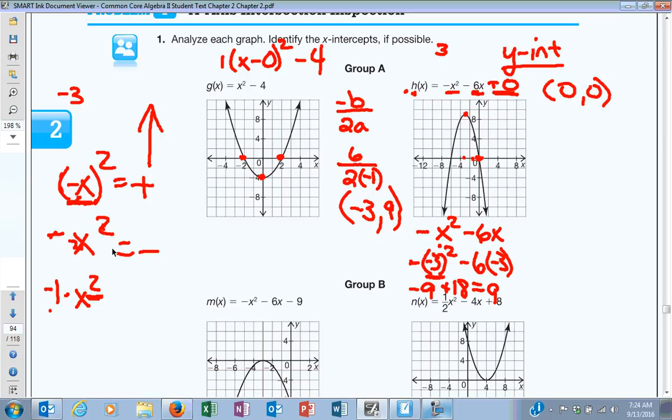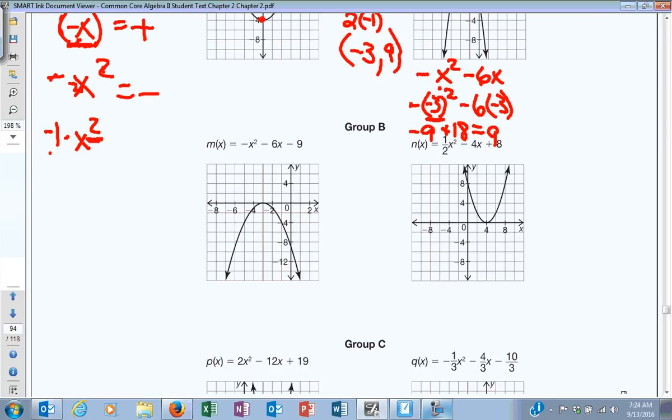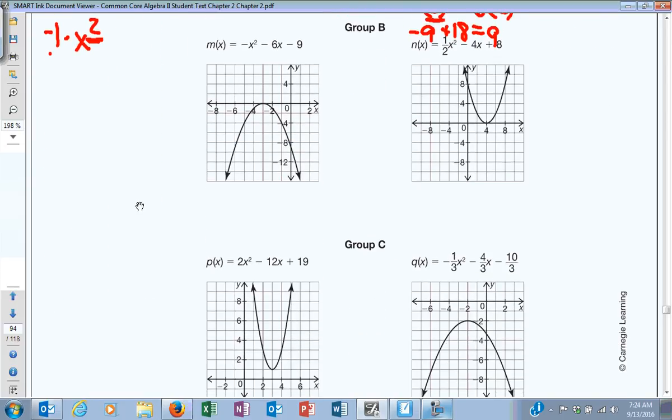Alright, so let's go back to this group A. Do we see how, if this is up here, and the y-intercept is down here, I know it's going to intersect over here? Don't I know there's going to be how many intercepts again? 2. Are you with me on how I can figure this stuff out? I'm reviewing a lot of sections 1 through 4.